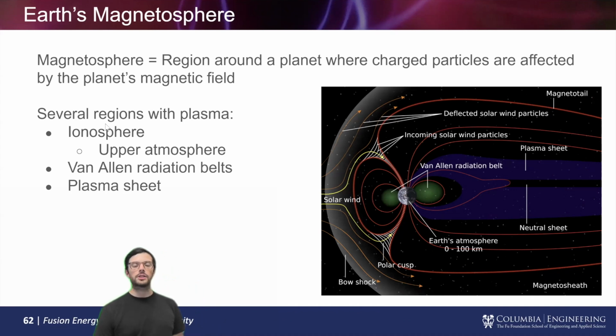There's the ionosphere, which is kind of a very upper atmosphere, way higher than where planes fly and things like that. There's the Van Allen belts, which are these green blobs, which go around the planet like this. They're not spherical, they're kind of belts, which is why they're called belts. And then the plasma sheet, which is this kind of stream of plasma that extends away from the Earth.